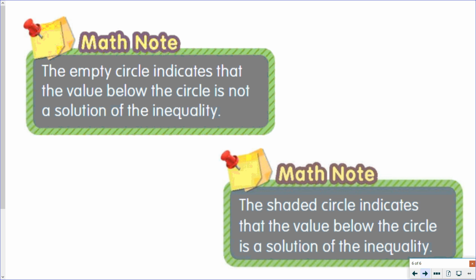So just a couple reminders here about those circles. The empty circle indicates that the value below the circle is not a solution to the inequality, and the shaded circle indicates that it is a solution.